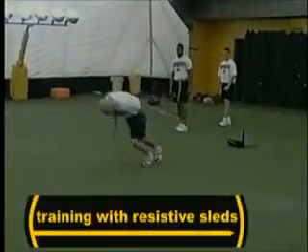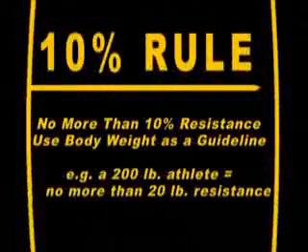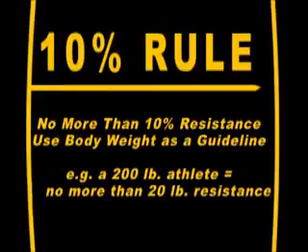We'll also use resistive sleds in our acceleration training. Here it's important that we apply the 10% rule, meaning we will not put more than 10% resistance on the sled. We use the body weight as a guideline. For example, a 200-pound athlete would not use more than 20 pounds in this movement.